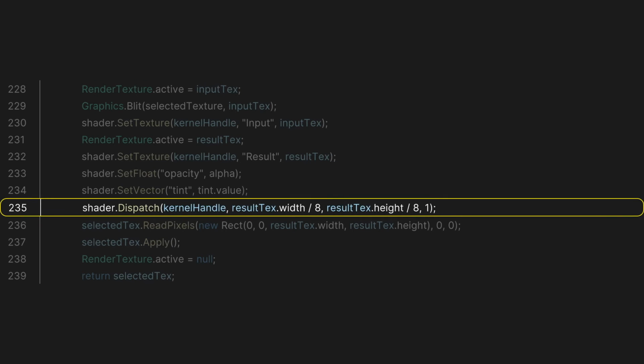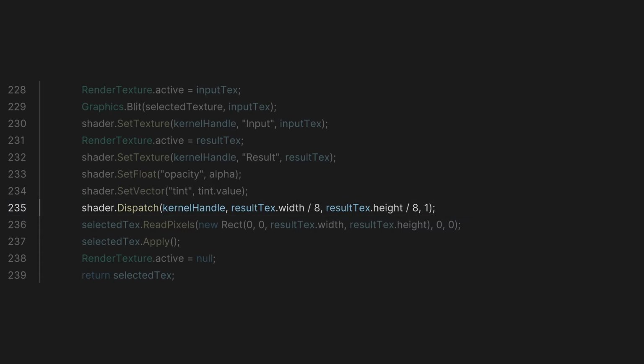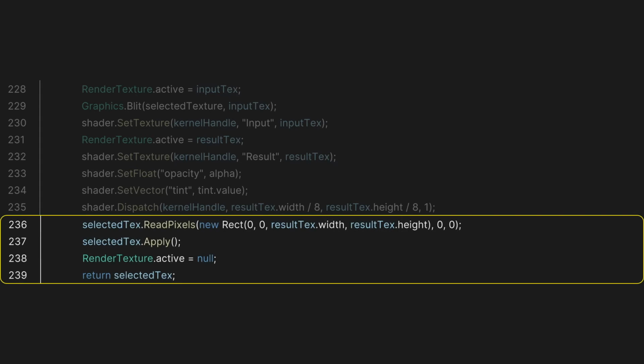We then call the Dispatch method, where we set the amount of thread groups to be equivalent to their respective width and height divided by 8, which is the value of the numthreads for our alphaHole method in our compute shader. This will actually cause us a little problem that we will rectify later. Lastly, we are using the ReadPixels method to set the pixels to be that of our current active render texture, which is resultText. We apply those pixel changes, set our active render texture to null, and then return selected text.